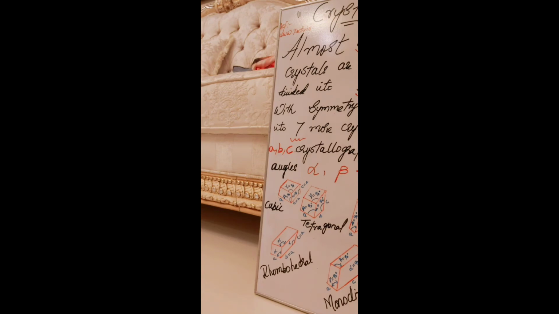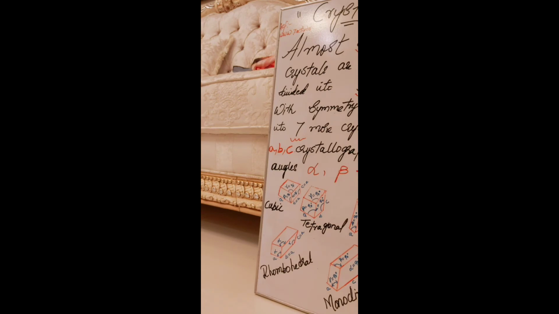Then I explained to you the types of unit cell, that is primitive and centered. When particles are present at the corners of a unit cell, it is primitive, whereas when particles are present at other positions besides the corners, they are called centered. And the centered is further divided into face-centered, body-centered, and end-centered unit cells.